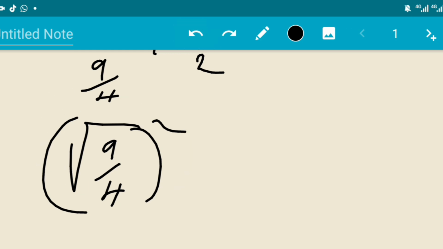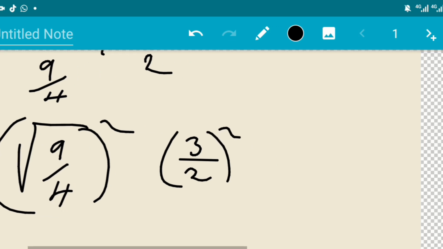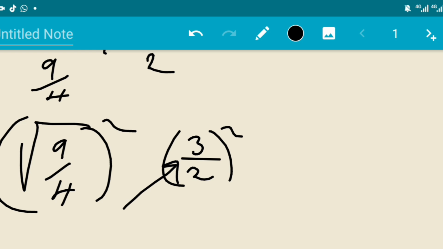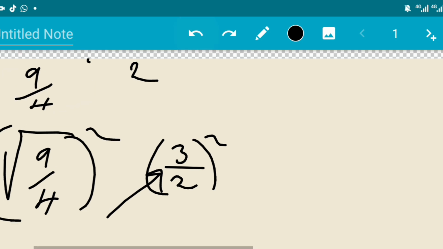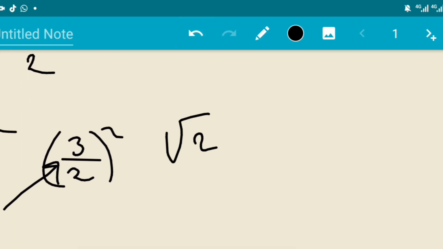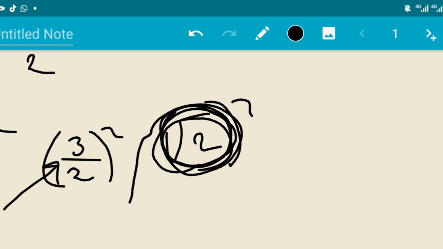Of course this just cancels out. So what's the square root of 9? 3. What's the square root of 4? It is 2. So that would be a square there. Okay, so this is now our a, not this. Then what is our b? B is just the square root of 2 squared. So meaning this, the root of 2, is our b.